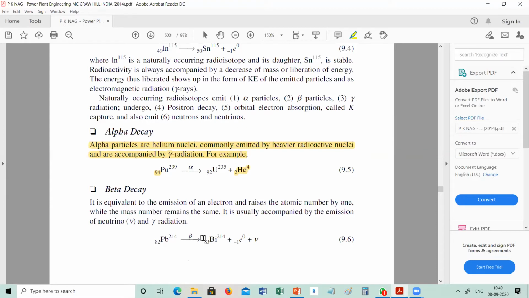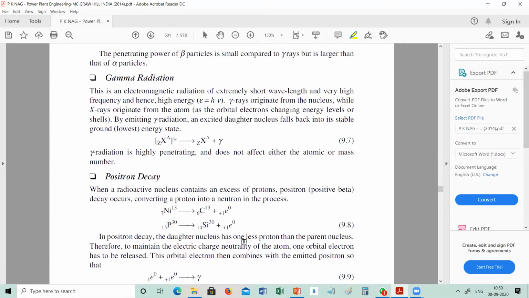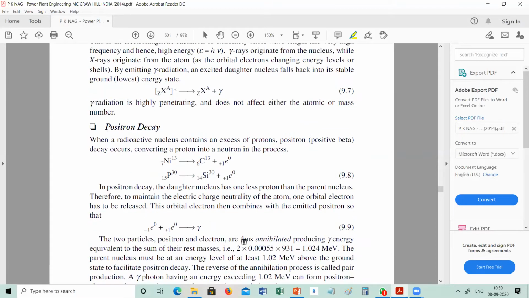During beta decay, what happens? The number of protons will be increased by 1, for example 82 to 83, and the number of neutrons remains the same. During this process, one electron will be emitted and gamma radiation will take place. Similarly, you can go through what gamma radiation is. In gamma radiation, gamma rays come out, which have high energy, the highest energy compared to alpha and beta.